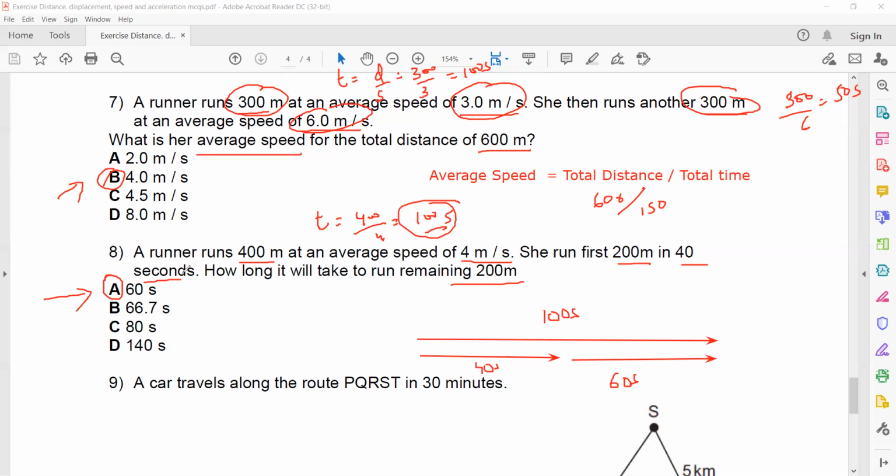Is it clear? Question 7 and 8. Is it clear to everyone?